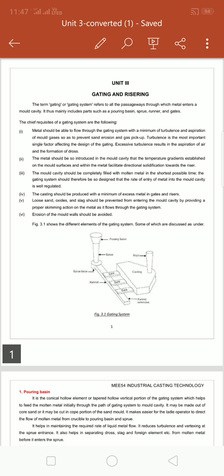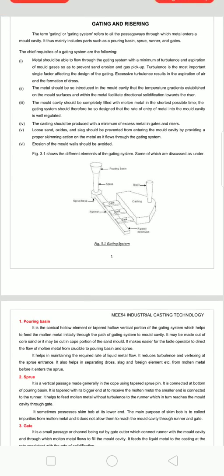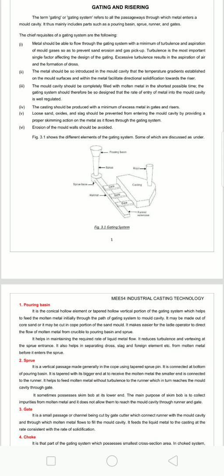Gating refers to those elements which are connected to the flow of molten metal from the ladle to the mold cavity. A gating system essentially involves a pouring basin, a pouring cup, sprue, runner, ingates, and a riser. This is clearly shown in all the figures.